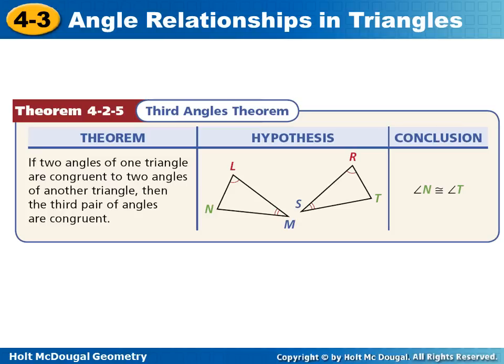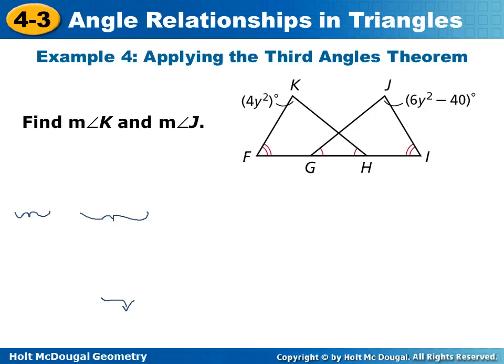The third angle theorem says that if two angles of one triangle are congruent to two angles of another triangle, then the third pair of angles are congruent. So if L is congruent to R and M is congruent to S, then N and T must also be congruent. Here's an example of this theorem being used. G and H are congruent, and F and I are congruent. Therefore, K and J must be congruent.